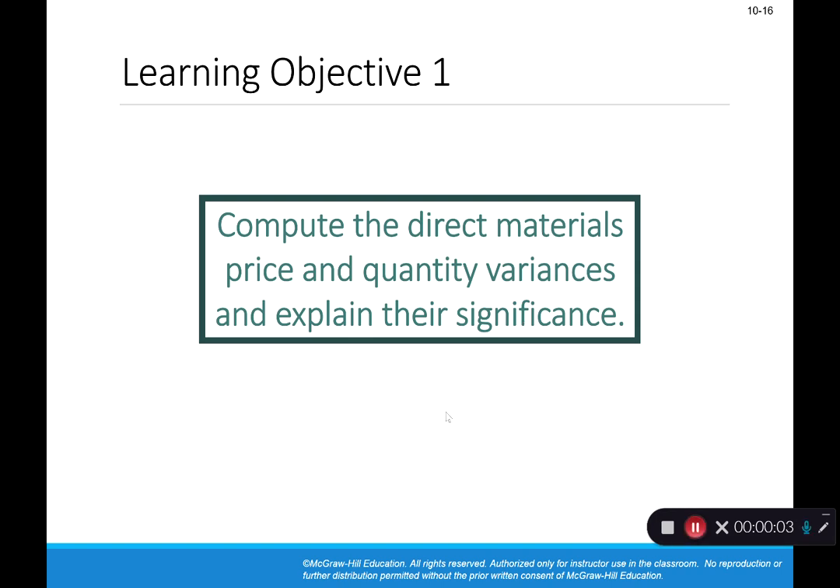All right, we're going to take the three-column approach that we learned in segment 1, and we're going to apply it to calculate our various variances. We're going to start with the direct materials price and quantity variance.